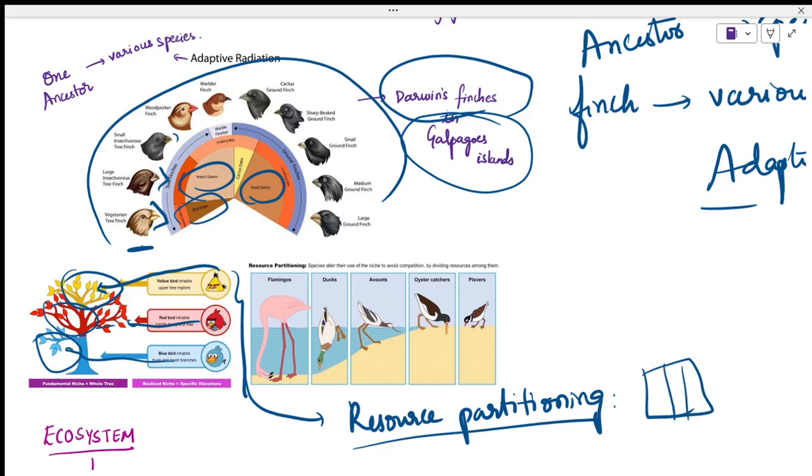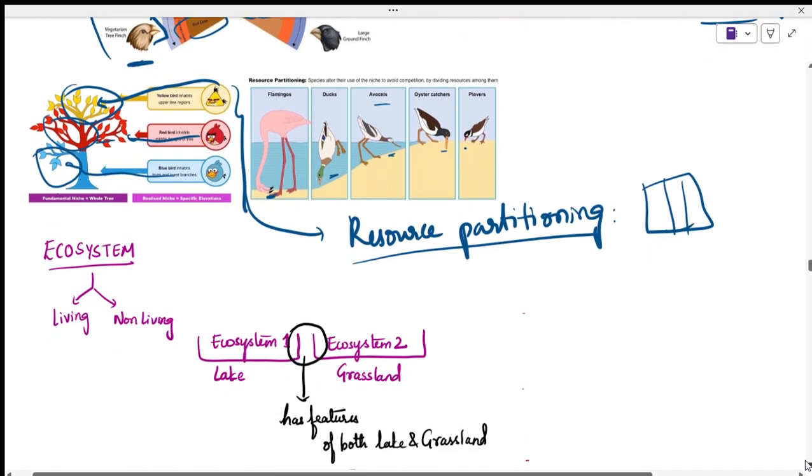So flamingos will be eating from the more depth of the water. Then ducks, they can swim, eat and come back. Then we have different types of birds with different types of beaks with which they can eat their food. Okay, this is called resource partitioning. One lake will be there, but multiple types of birds will be there. They will be eating as per their capability, right?